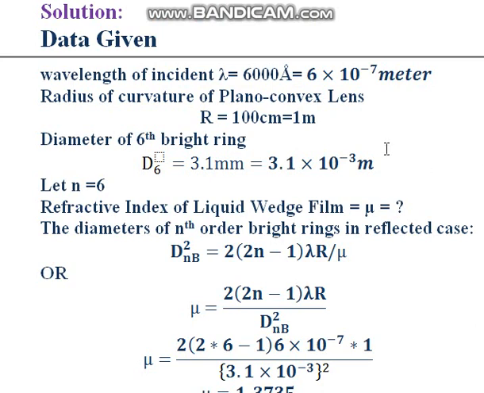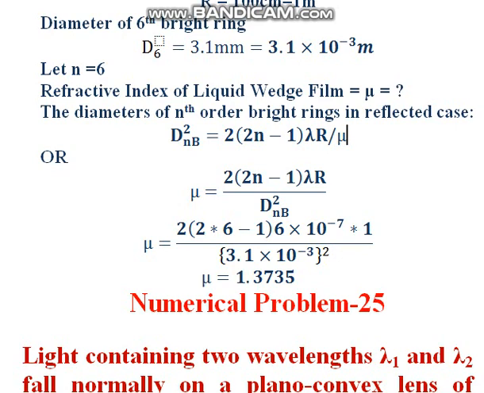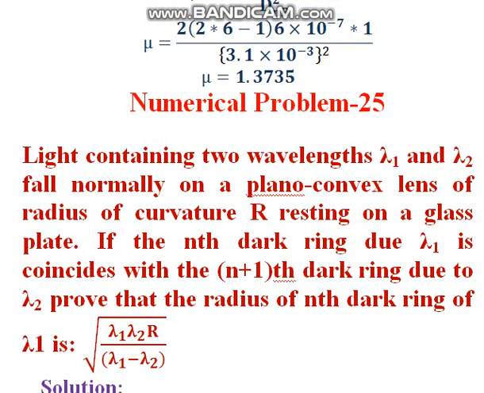This is the data provided: wavelength, radius of curvature and the diameter of the sixth bright ring. The question is, what is the refractive index of the liquid wedge film present between the plane glass plate and the plano convex lens? So let's apply the formula for the diameter of the bright ring. With the help of this formula you may solve this equation for the refractive index, and the refractive index comes to be 1.3735.